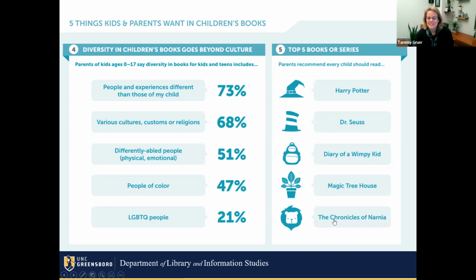When the parents and students were asked about their top 5 books in the series, number 1 seemed to be Harry Potter. Dr. Seuss is still very, very popular, as well as Diary of a Wimpy Kid, the Magic Treehouse books, and the Chronicles of Narnia. Even though some of those are classics, they're still very popular.